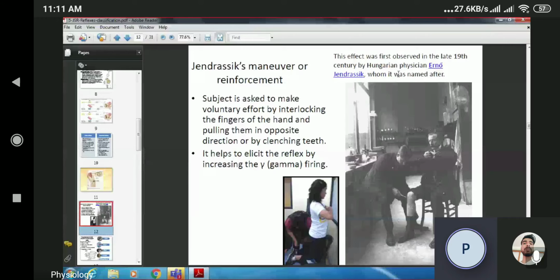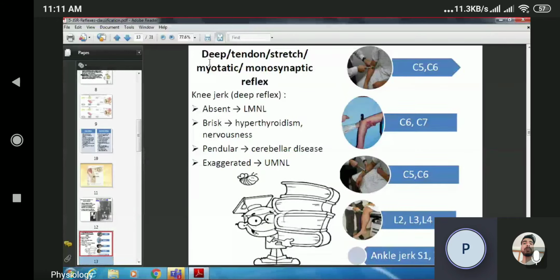Okay, and now let's see the different kinds of jerks. This deep reflex has got multiple names. One is deep reflex, another is called tendon reflex. But when you say tendon reflex, do not get confused that its receptor is in the muscle spindle, not in the tendon. Okay, this muscle spindle is the receptor. Another name for deep reflex is stretch reflex. Another name is monosynaptic reflex, and another name is myotatic. So how many? There are 5 names for the same reflex.